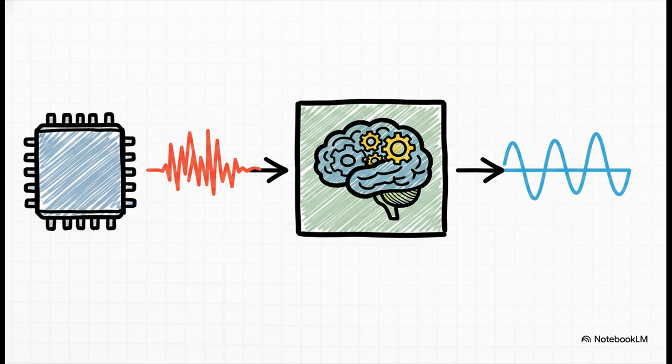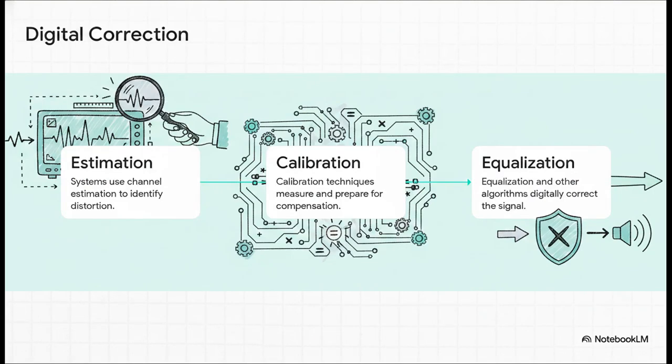We've basically accepted that the hardware is going to have flaws, so we use incredibly clever software to clean up the mess after the fact. It's the magic of digital signal processing. We're fighting messy, real-world physics with clean, perfect math. So how does this actually work? Well, it's like a three-step dance that happens millions of times every second.